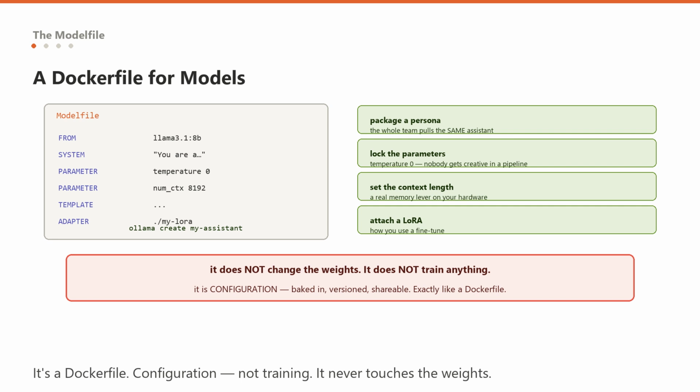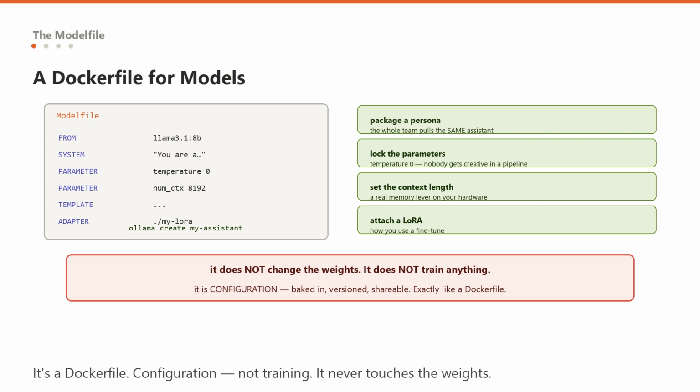TEMPLATE defines the chat template, which is the exact format of special tokens the model expects, and getting that wrong produces subtly bad output that looks like a dumb model rather than a formatting bug. ADAPTER attaches a LoRA, which is how you use a fine-tune. Then ollama create, and you have a new named model.